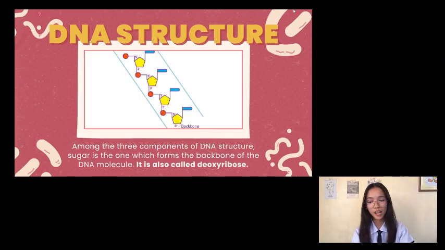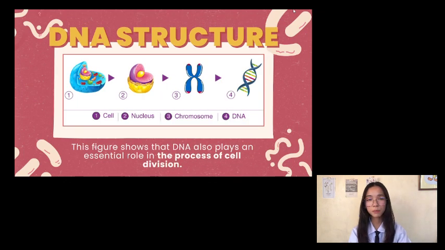Take note that among the three components of DNA structure, sugar is the one which forms the backbone of the DNA molecule. It is also called deoxyribose, hence the name deoxyribonucleic acid. DNA also plays an essential role in the process of cell division. The DNA coils up, forming chromosomes, and each chromosome has a single molecule of DNA.